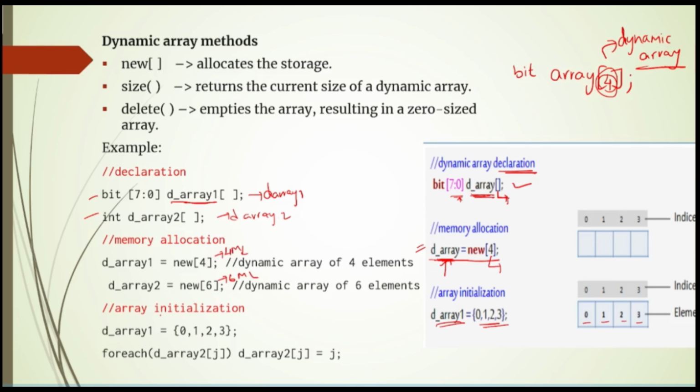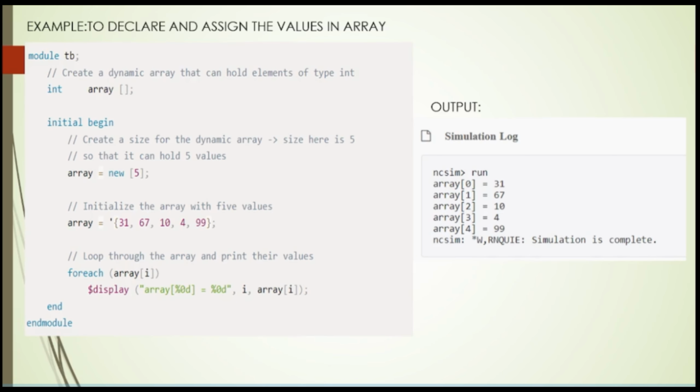Now I want to initialize my first array, so how will you do that? D array 1 equal to, you will be assigning the values. For the second array, what have I done? If you see here, I have used the foreach loop in order to assign the values. That means for whatever index is there in J, the value will be assigned to this particular d array of J. Clear? So this is how memory allocation and array initialization is done.